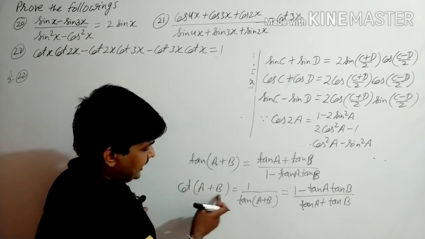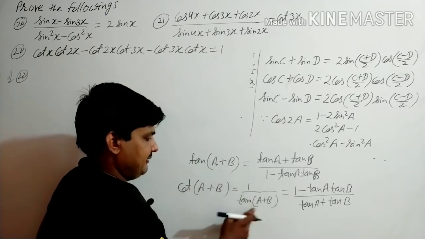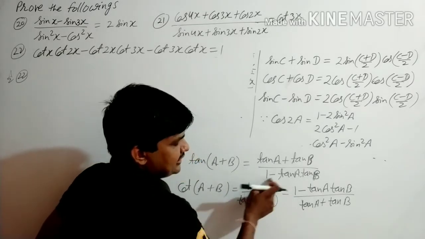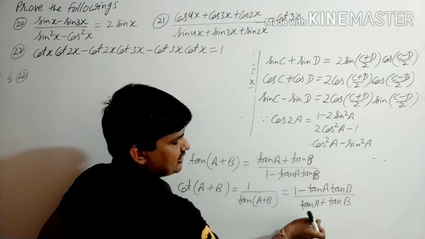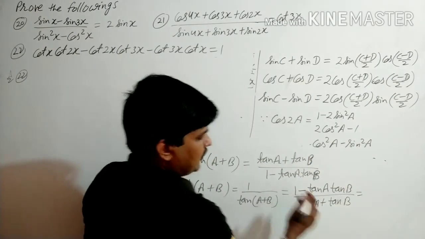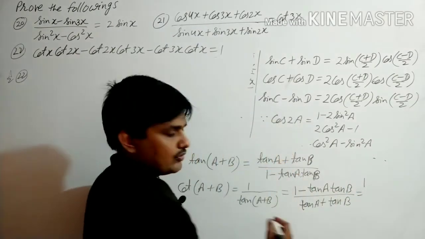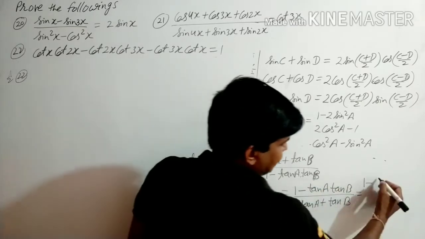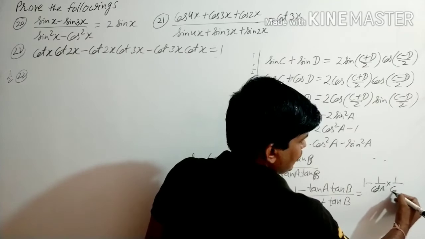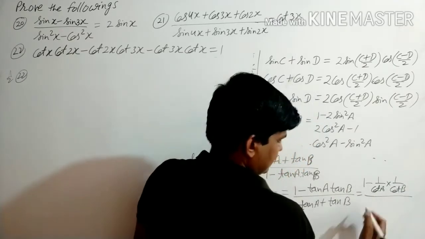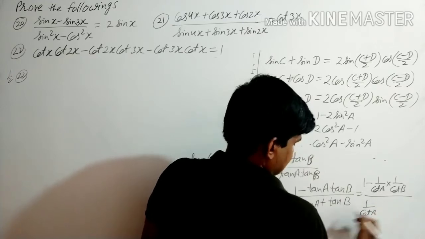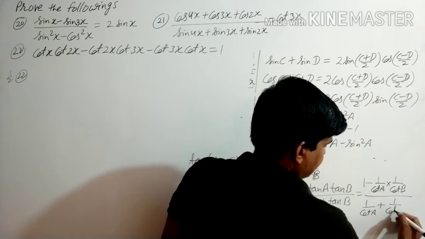Now cot (a plus b) equals 1 upon tan (a plus b). So now this is 1 upon tan (a plus b), which can be written as this value comes into numerator and this converts into denominator. Now 1 minus tan a tan b can be written as 1 minus 1 upon cot a times 1 upon cot b, upon tan a can be written as 1 upon cot a plus 1 upon cot b.